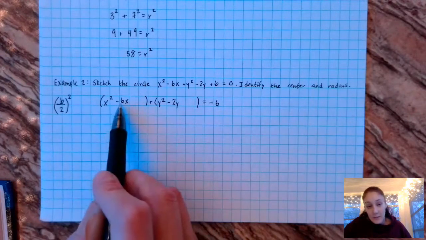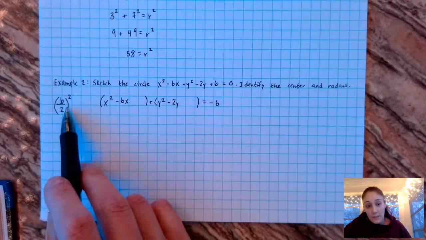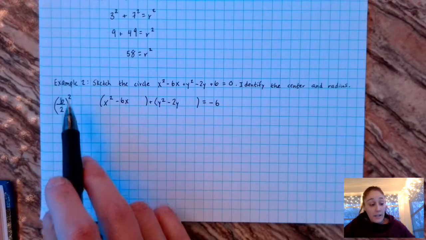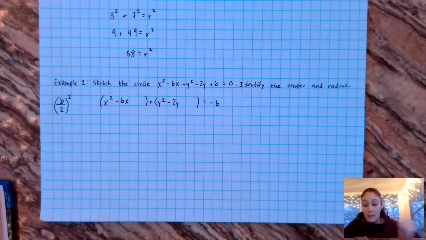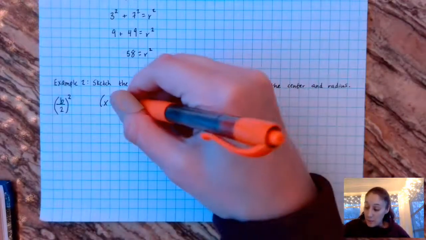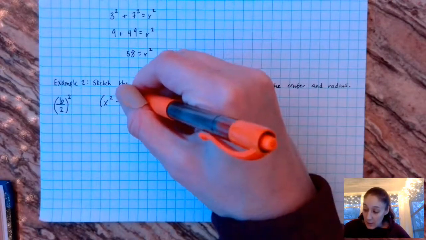So my b is negative 6. So when I do negative 6 divided by 2, I get negative 3. And when I do negative 3 squared, I get a positive 9. Alright, so I'm going to plug in a positive 9 right here.